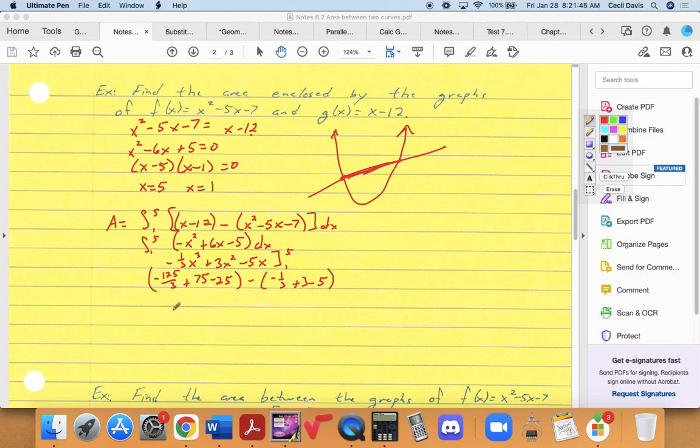Let's see, that's going to be 50 minus what? 41 2/3. So 8 1/3. Minus, this is going to be negative 2 1/3. So that'll be plus 2 1/3, which is 10 2/3.